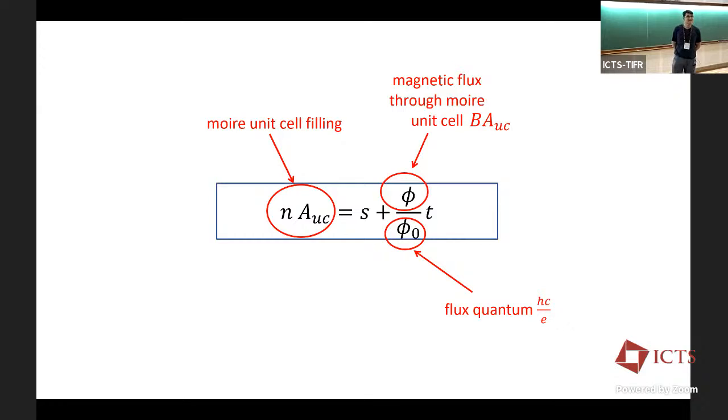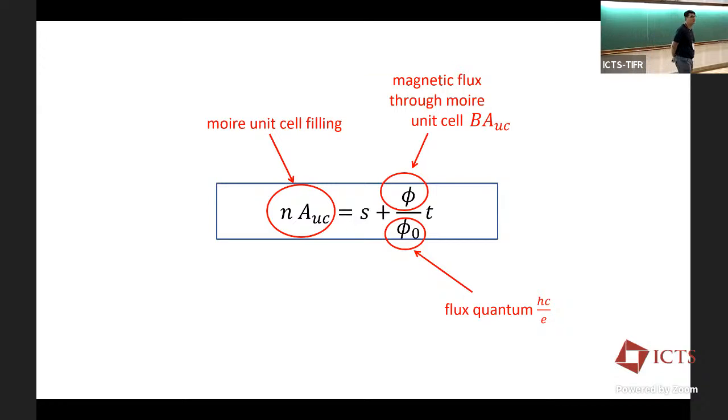And then s and t are rational numbers which describe our state. So, for example, if we had a Chern insulator, it will have an integer value for t. And this t is also related to the quantized Hall conductivity. Okay? That's the famous relationship between this so-called thermodynamic formula and the transport formula in the quantum Hall regime.